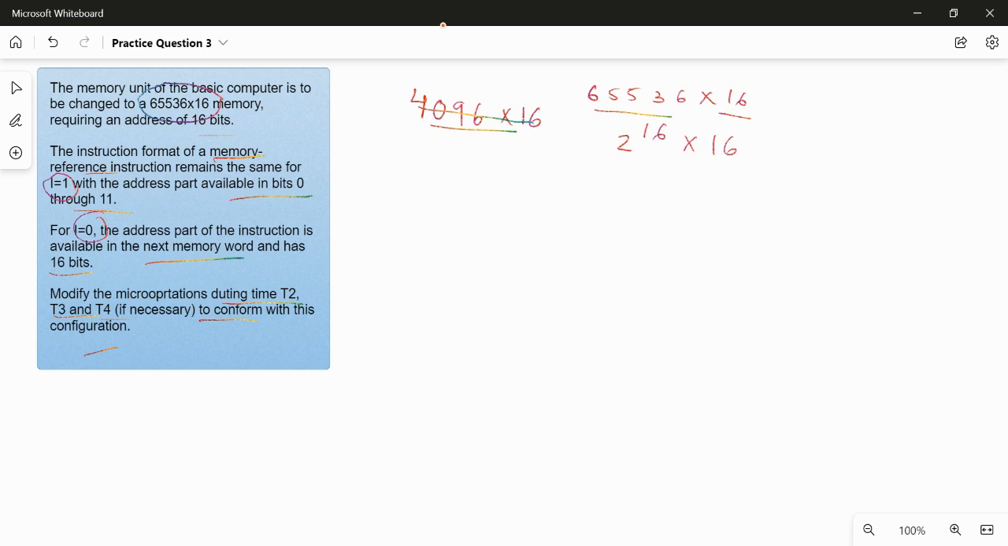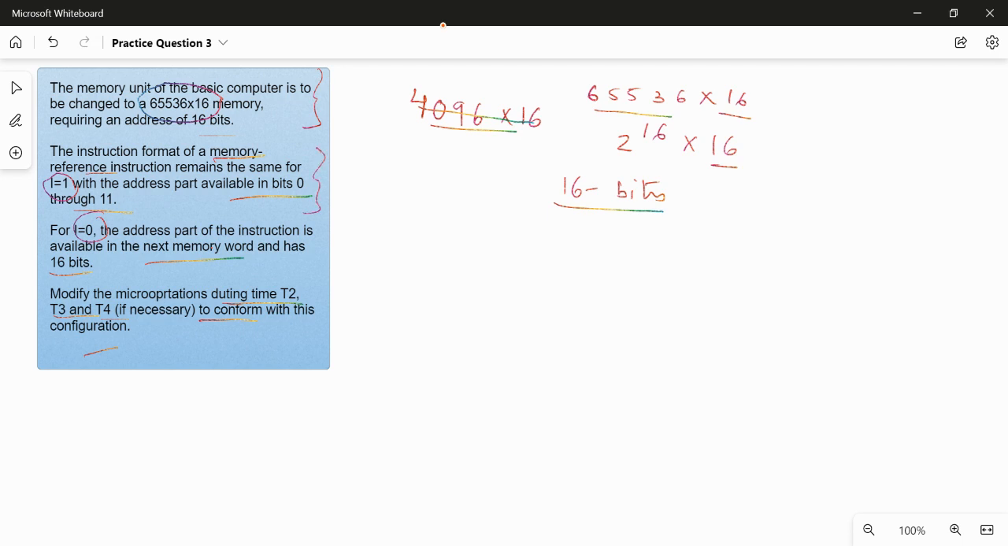So there are total 2 raised to 16 memory locations and each location is having a storage capacity of 16 bits. Now as there are 2 raised to 16 locations available in the memory, if you want to uniquely identify a location, you need to provide an address of 16 bits. So this information is given in the first part of the question. Now, if we are changing the configuration of the memory, it will directly impact the format of the memory reference instructions. So that is described in the second part of the question.